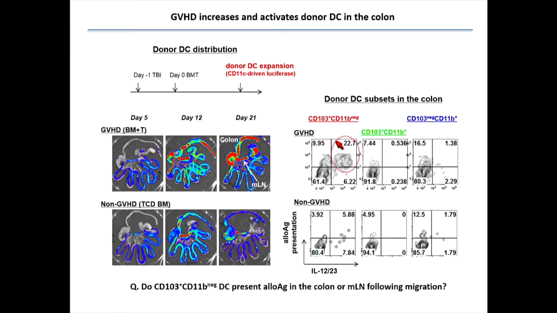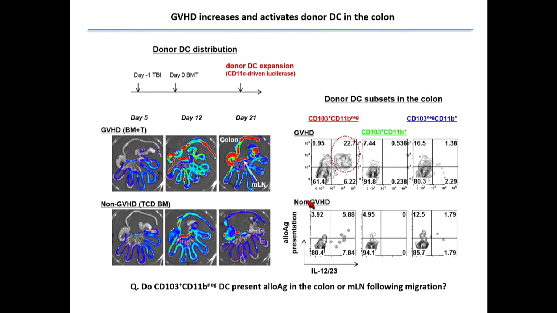And as you can see, the donor DC in the colon, in particular the CD103 positive CD11b negative fraction, again have the antigen presentation and the IL-12 producing population here. It doesn't exist in the non-GVHD mouse. So GVHD induced an increase of activated donor DC in the colon.